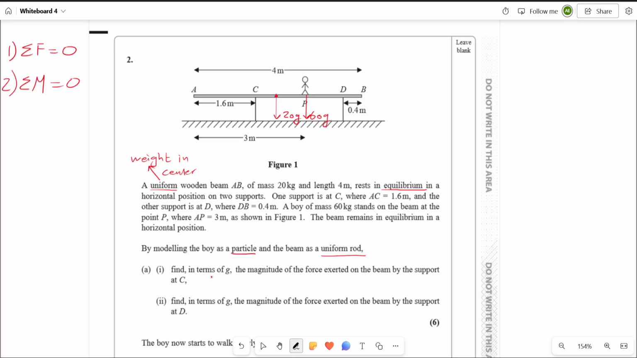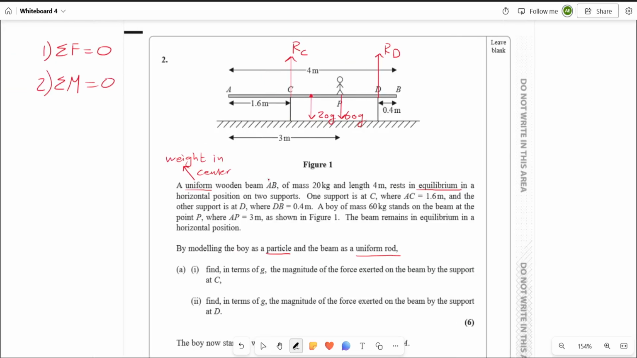Part A tells me, find in terms of g the magnitude of the force exerted on the beam by the support at C. So always in moments questions, what you need to do is always draw all your forces, similar to a free body diagram. So we draw all our forces that are acting on the beam. We have the weight of the beam, which is 20 g, we already drew that. The weight of the boy, 60 g. And we have the reactions of the two supports. Whenever we have supports, we will have reactions. So let's call this reaction RC, and we'll have another reaction over here, which is RD. Now the question wants me to find those two reaction forces in terms of g.